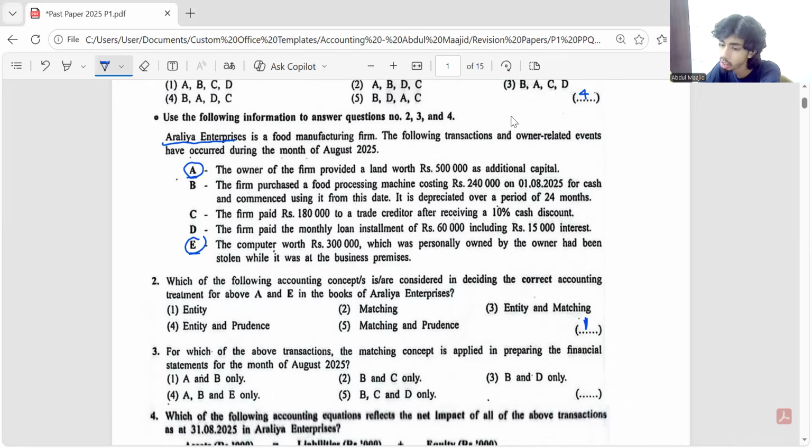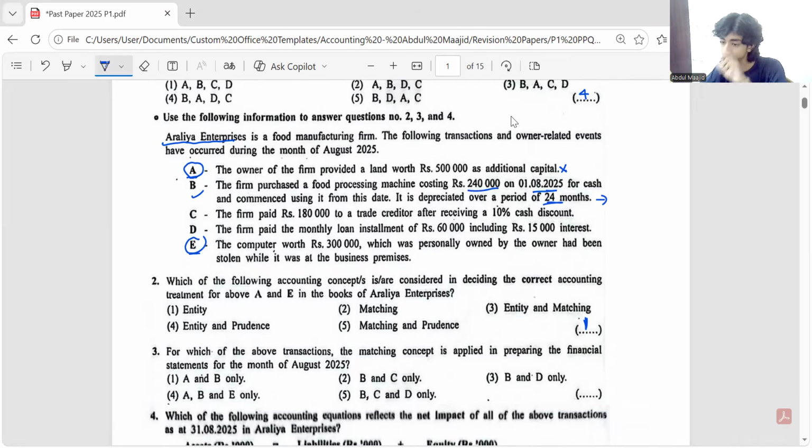Third one, for which of the following above transactions matching concept is applied in preparing financial statement? For the first one, matching concept is not applied. Matching concept is applied when there is an expense. The firm purchased a processing machine costing 240,000 on 1st of August for cash and commenced using from this date. It is depreciated over a period of 24 months. So depreciation is based on matching concept. So B will affect the matching concept.